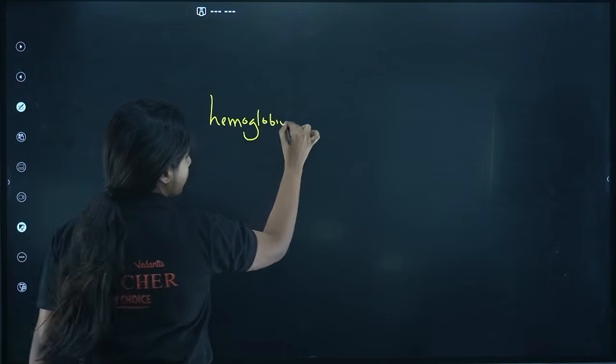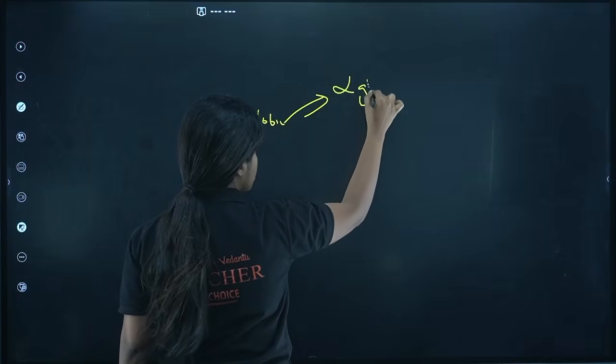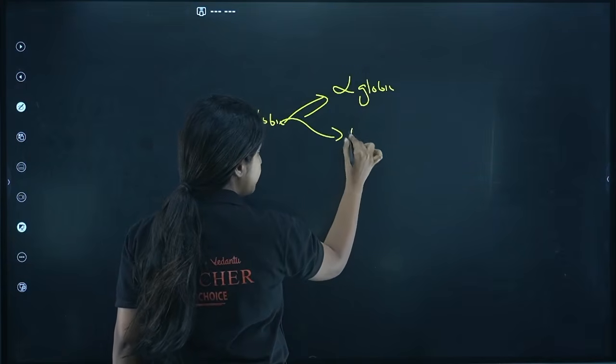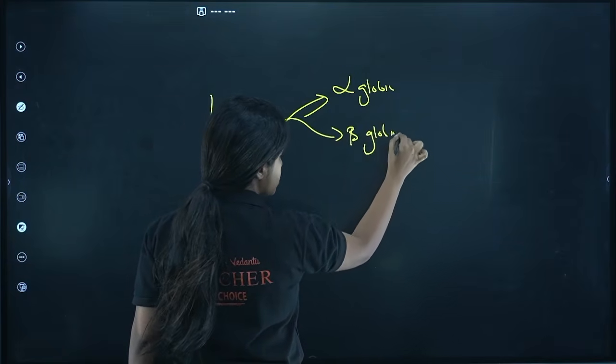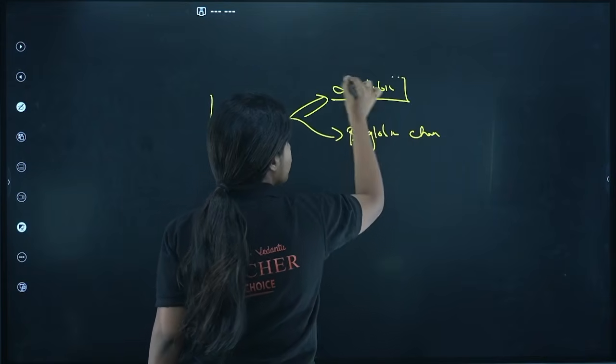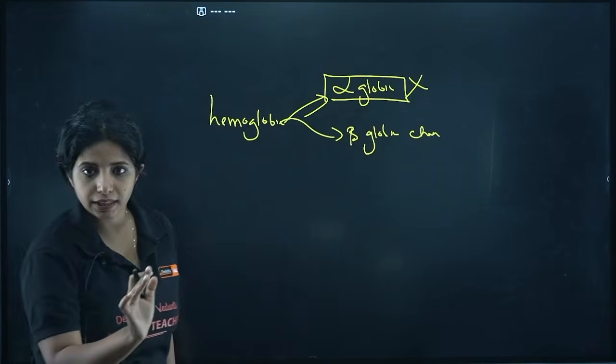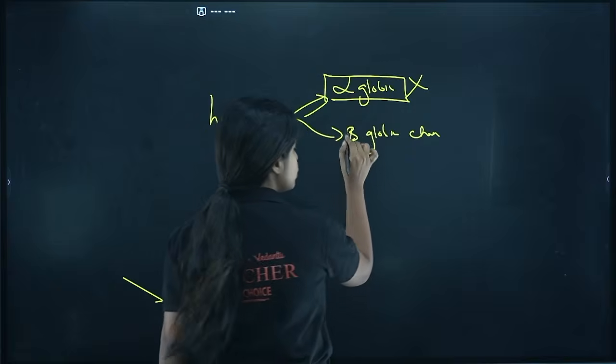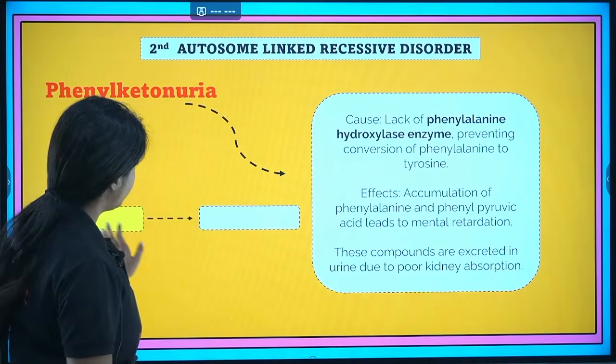Hemoglobin is made up of two things, alpha globin chain and beta globin chain. Here you forget about alpha globin chain because you do not need it. In sickle cell anemia, it's the beta globin chain which is going to be affected.